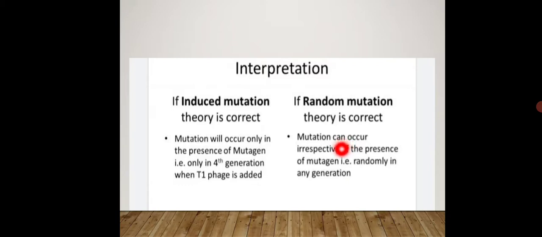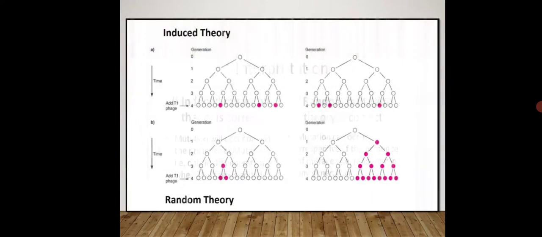And if random mutation theory is correct, how will you interpret that? Mutation can occur irrespective of the presence of mutagen, that is, randomly in any generation. Okay, तो यहाँ पर comparison किया है induced theory and random theory. See, in the fourth generation we have added T1 phage. Okay, and when I carried out this experiment the second time, there was no mutation in other generations. It was just observed in the fourth generation. Okay, so that was the induced theory.